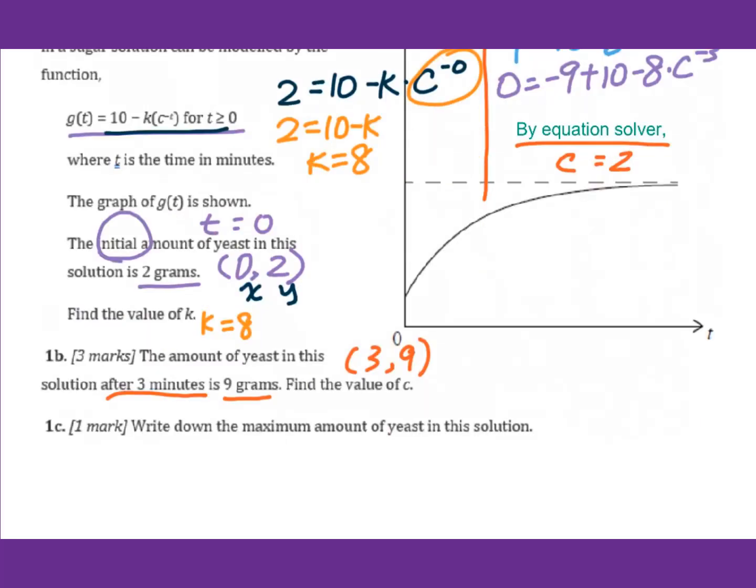Look at the 1c. Write down the maximum amount of yeast. That will be this constant number, 10 grams.